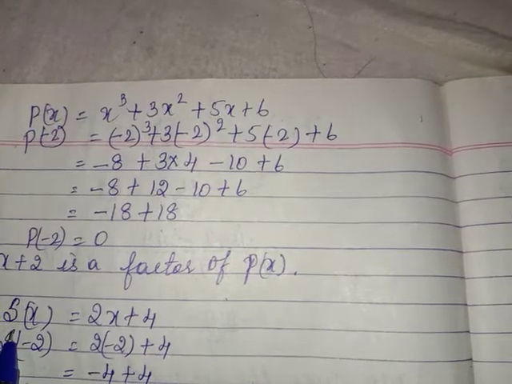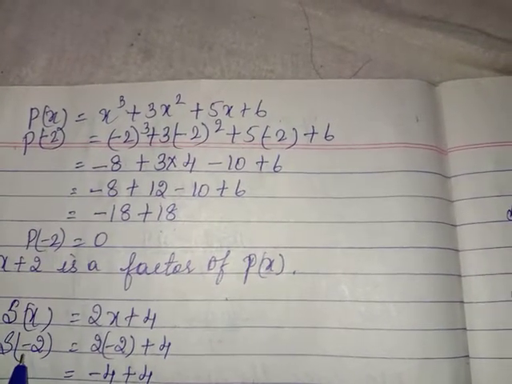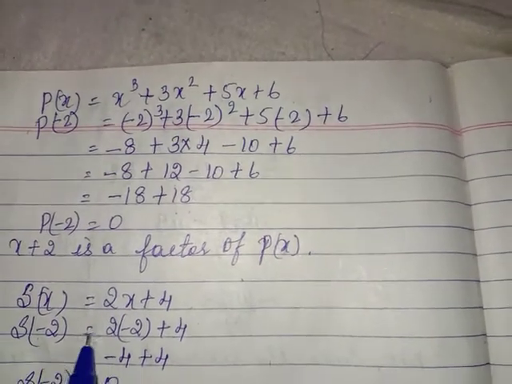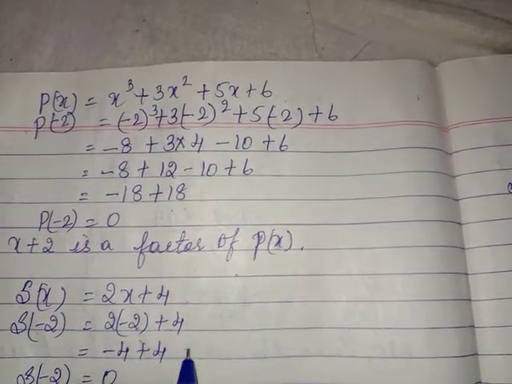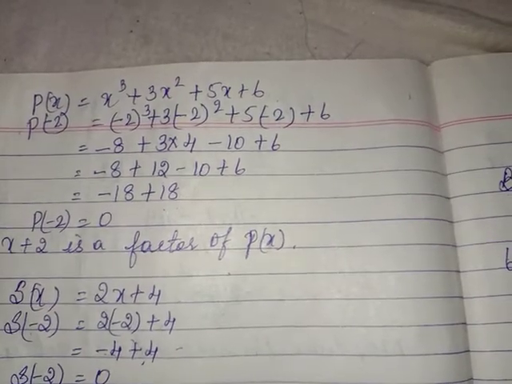Then s(x) is equal to 2x plus 4. Now we have to substitute minus 2. If you substitute 2 into minus 2 plus 4, minus 2 into 2 is minus 4 plus 4, that is equal to 0.